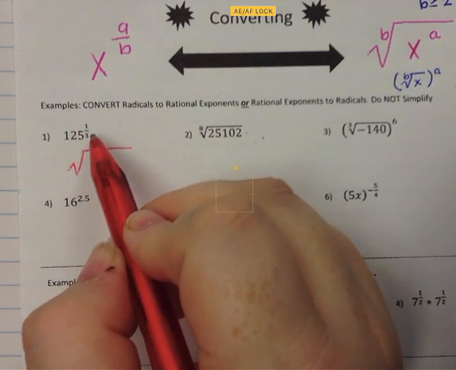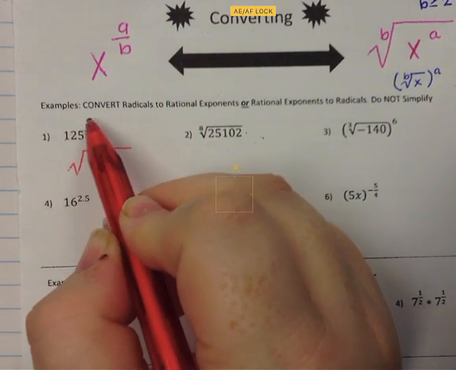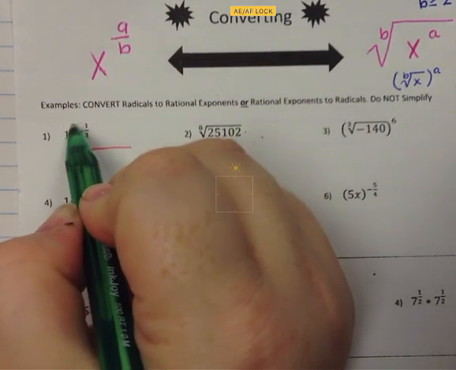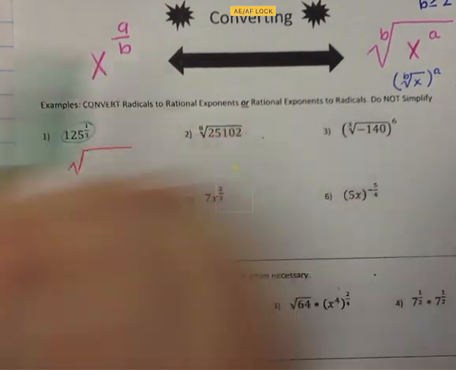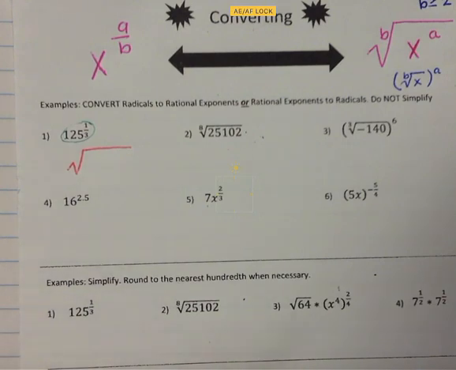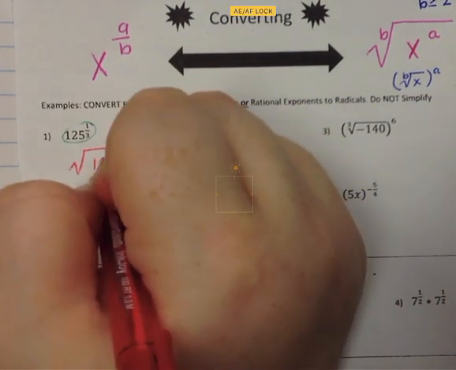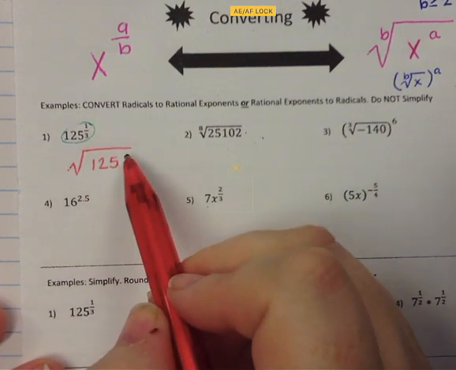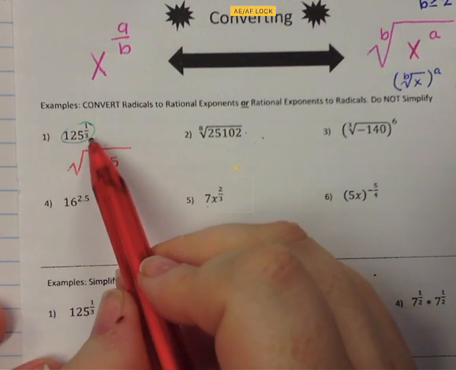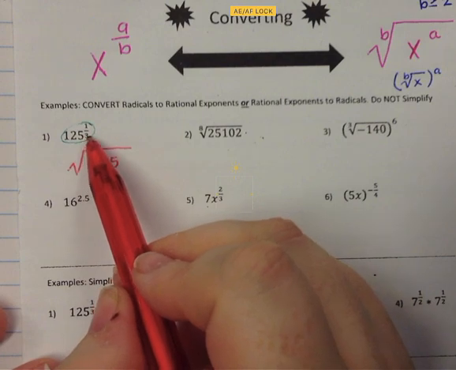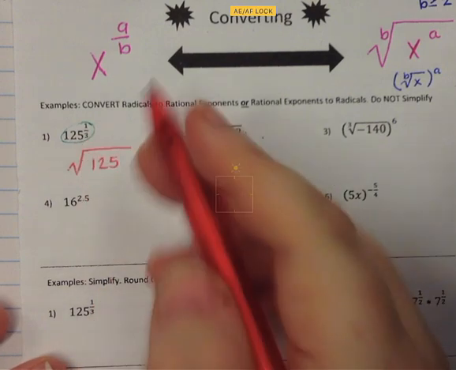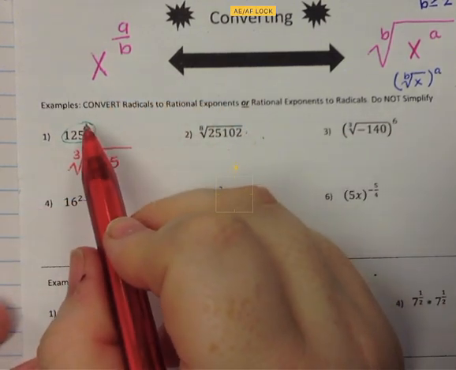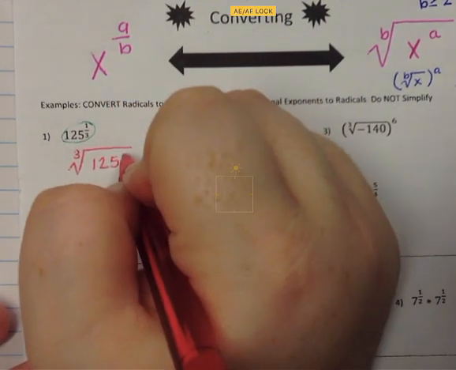The 1/3 is attached to that 125. So all of that is attached. I'm going to circle that a little bit. That 1/3 is attached to that 125, so that 125 is your radicand. Then we have to find our index and our exponent. We have to use all three of these numbers. The index is always your denominator of your fraction, so the index is actually a 3. So this is the cube root. And then the 1 becomes your exponent on the 125.